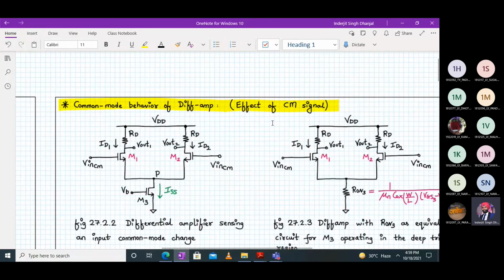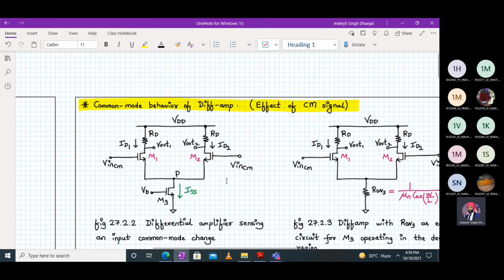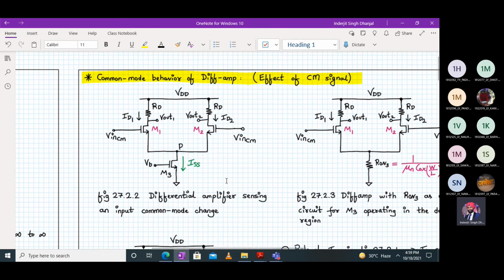That means what will happen if we apply a common mode signal. And also that the current source ISS will be implemented by a transistor. So we will be using another transistor, the M3 transistor, to implement this current source. Okay, we know that a MOSFET can behave as a current source, and we will do exactly that. So we will study this common mode behavior of the differential amplifier in tomorrow's class.